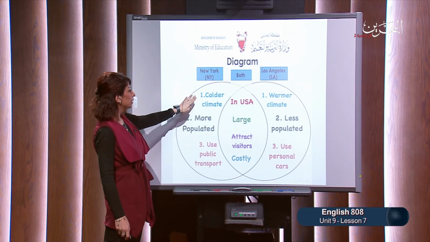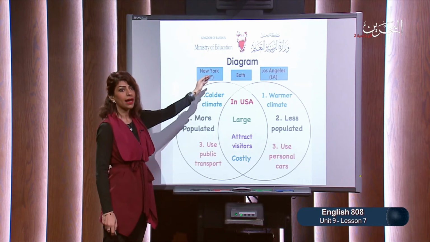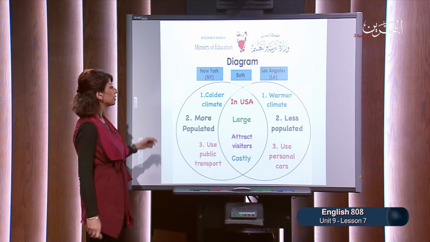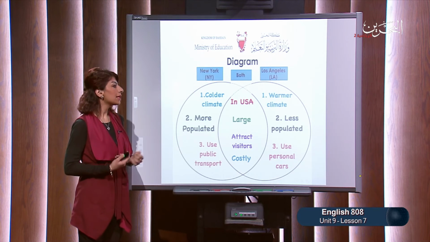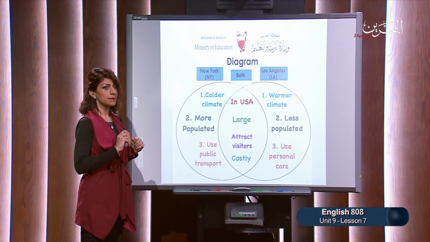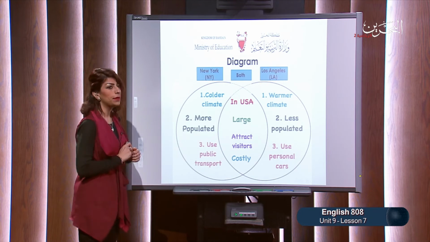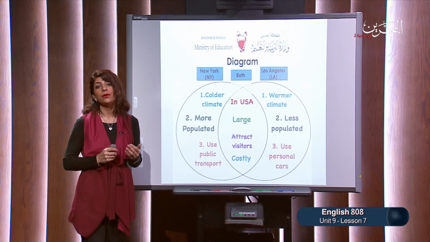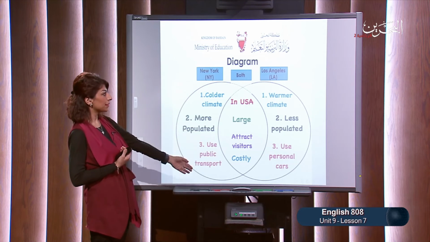Pay attention. Number one, New York has a colder climate than Los Angeles, which has a warmer climate. The second point, New York is more populated, while Los Angeles is less populated. Are you pointing out the differences? Let's see the last point. In New York, they use public transportation, while in Los Angeles, they use their personal cars. So yes, there are similarities and there are differences.